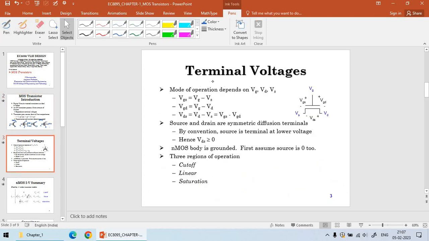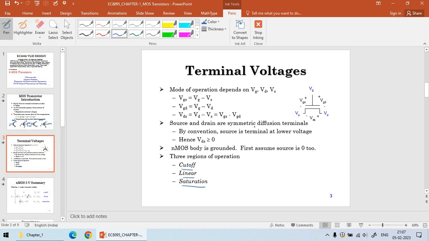The terminal voltage is going to describe whether it is going to operate in the cutoff region, linear region, or saturation. So the mode of operation depends upon VG, VD and VS. VGS is VG minus VS, VGD is VG minus VD, and VDS is VD minus VS.